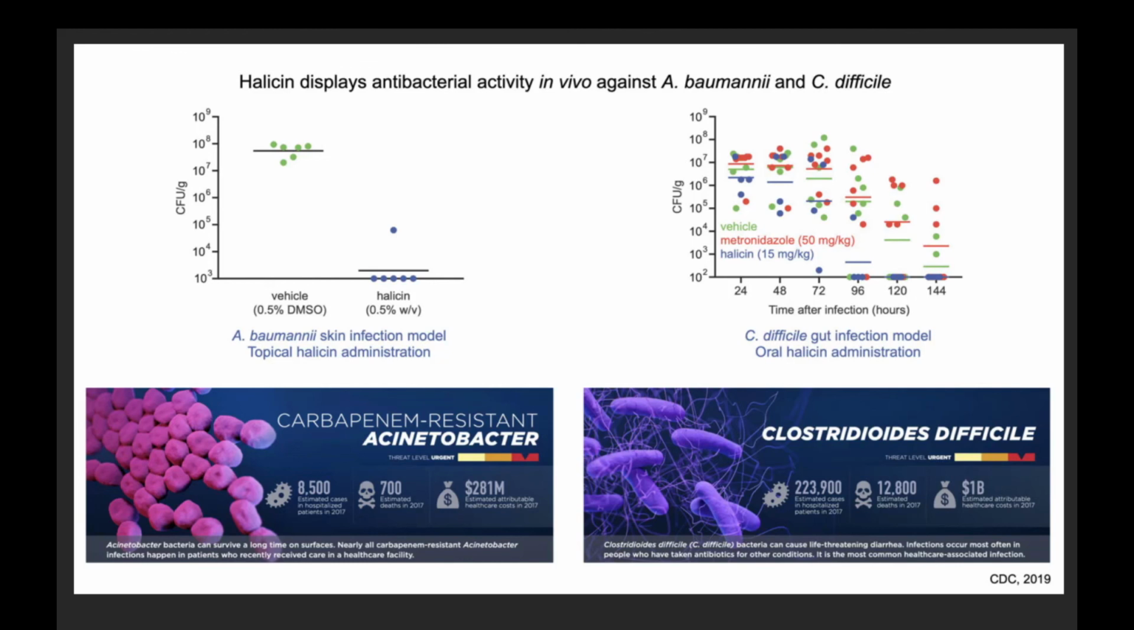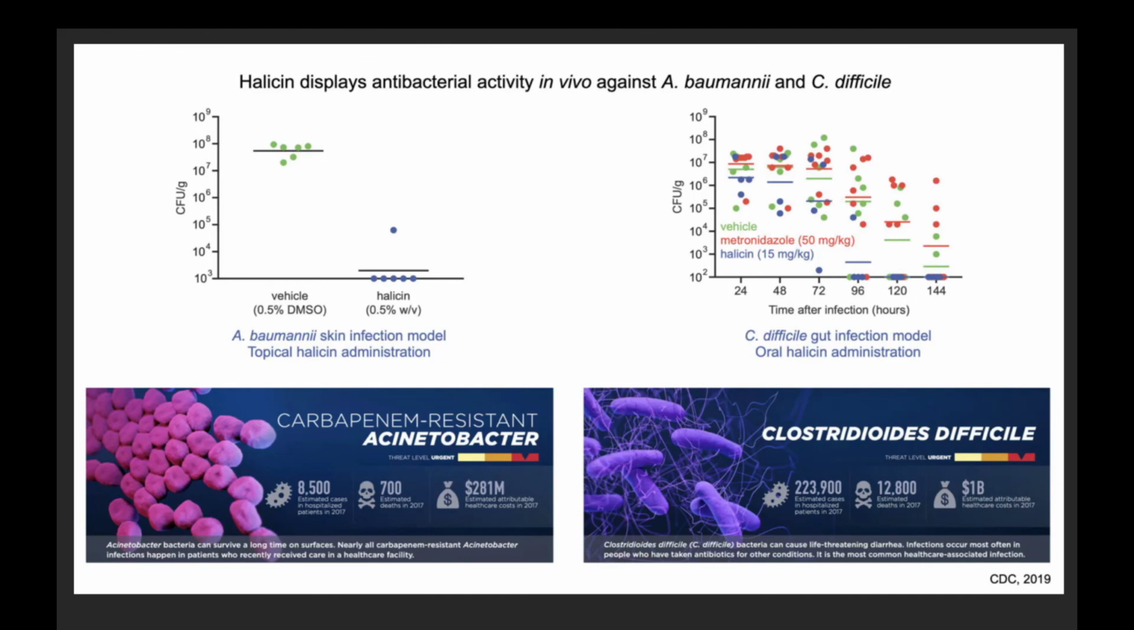So what we did is we took a multi-drug resistant Acinetobacter strain, infected a wound on the dorsal surface, so on the back of mice, administered Halicin topically for 24 hours, and we observed that Halicin was able to eradicate the baumannii infection over the course of 24-25 hours.